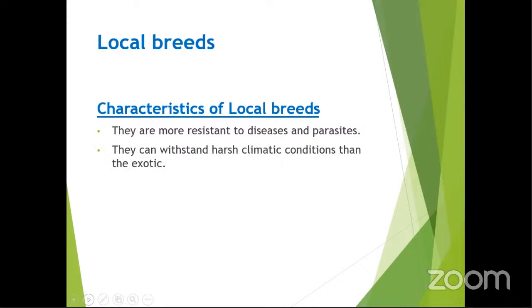Then the other one is they can withstand harsh climatic conditions better than exotic breeds of chicken. These ones can withstand even when it is raining heavily. You find they are just out there on their own, maybe under the verandas and under the trees. But with the exotic ones, the moment it rains on them, they get sick. So with these ones, they can withstand harsh weather conditions. As simple as that.